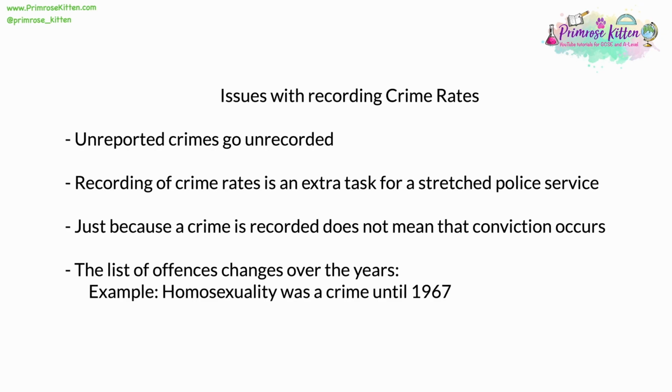Just because a crime is recorded does not mean that a conviction occurs and that an individual is punished. Of all the crimes that happen, a very small percentage actually reach the stage of going for trial and conviction. The list of what constitutes a crime changes over the years. To take an example, until 1967, homosexuality was a crime and was included in crime statistics. So crime statistics are not always comparable from one year to the next.